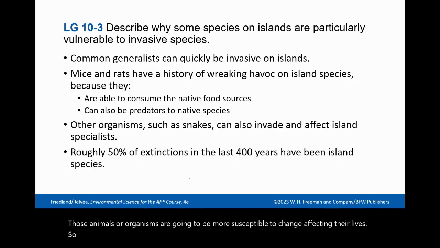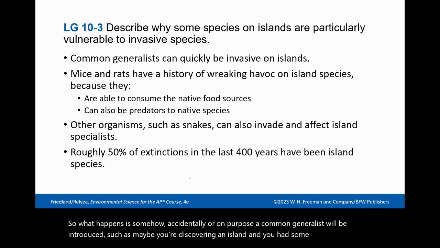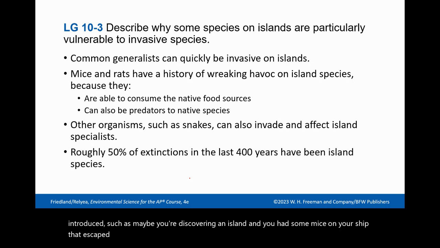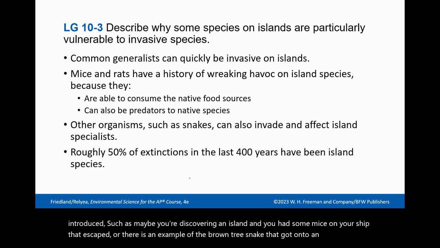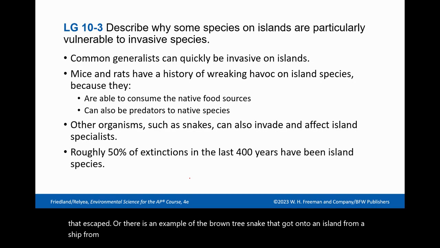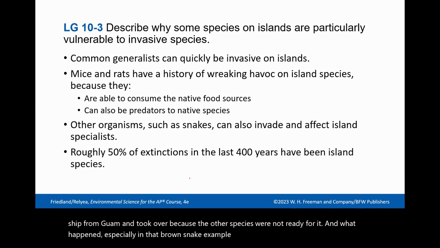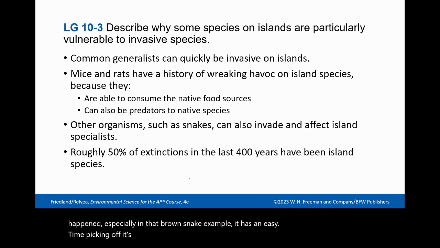So what happens is, somehow accidentally or on purpose, a common generalist will be introduced, such as maybe you're discovering an island and you had some mice on your ship that escaped, or there is an example of the brown tree snake that got onto an island from a ship from Guam and took over because the other species were not ready for it. And what happened, especially in that brown snake example, it had an easy time picking off its prey because its prey had no defenses. They didn't even know that it was a danger.